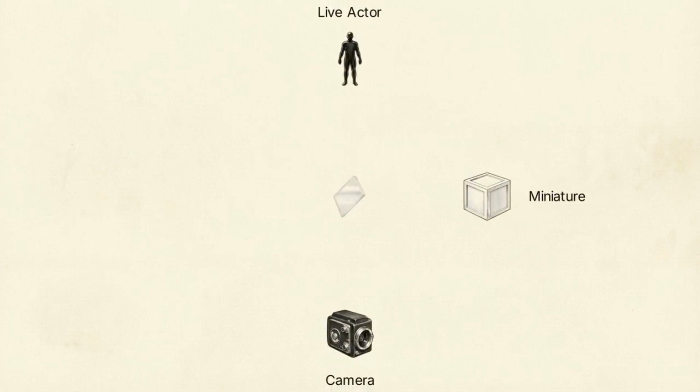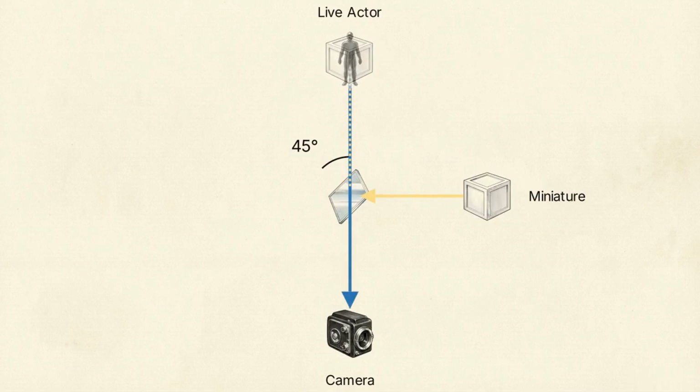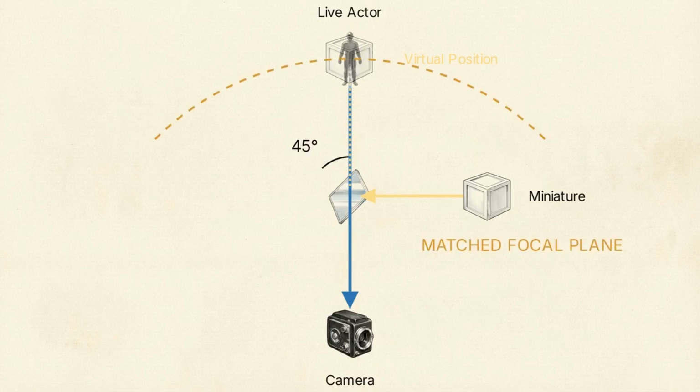This overhead schematic shows the core hardware setup. By placing a partially silvered mirror at exactly 45 degrees to the camera axis, they split the incoming light path. Notice the light paths reflecting here. The precise 45-degree angle reflects the miniature, pushing its virtual distance back to perfectly match the physical distance of the live-action actors. Both the tiny model and the distant humans arrive at the camera's focal plane together.